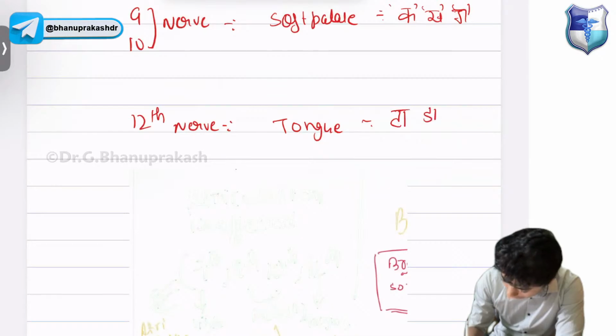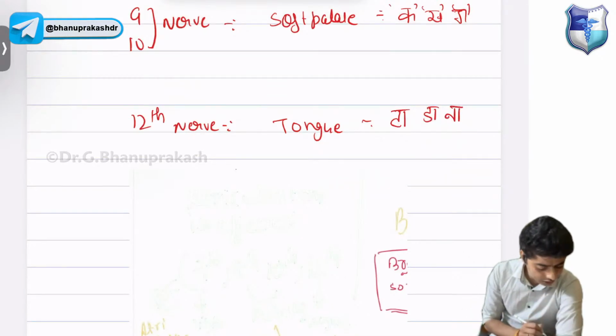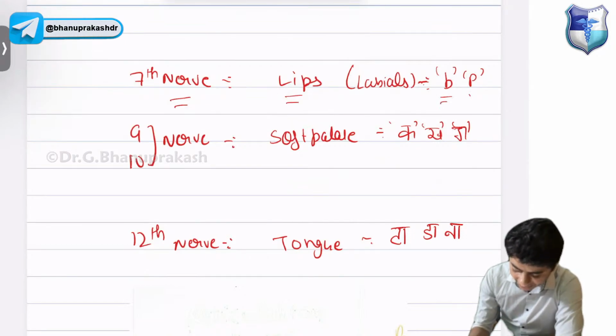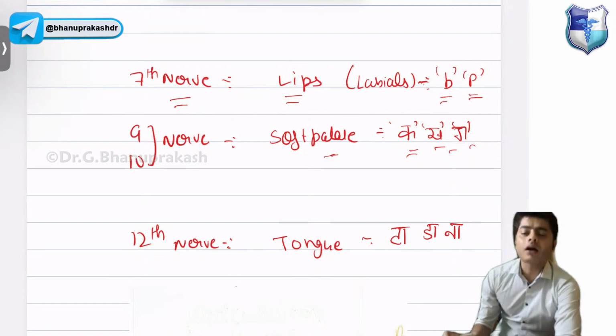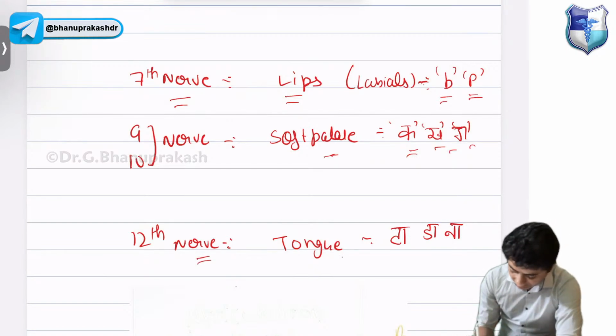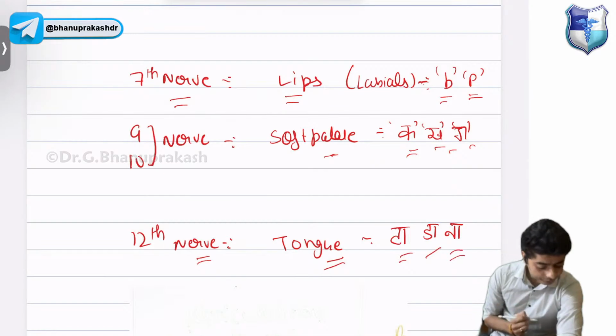So in the seventh nerve, if lips are damaged, the problem will be in B and P. If the 9th and 10th are damaged, there will be a problem with ka, kha, ga, with the soft palate. If the 12th nerve is damaged and the tongue is affected, there will be a problem with ta, da, na.